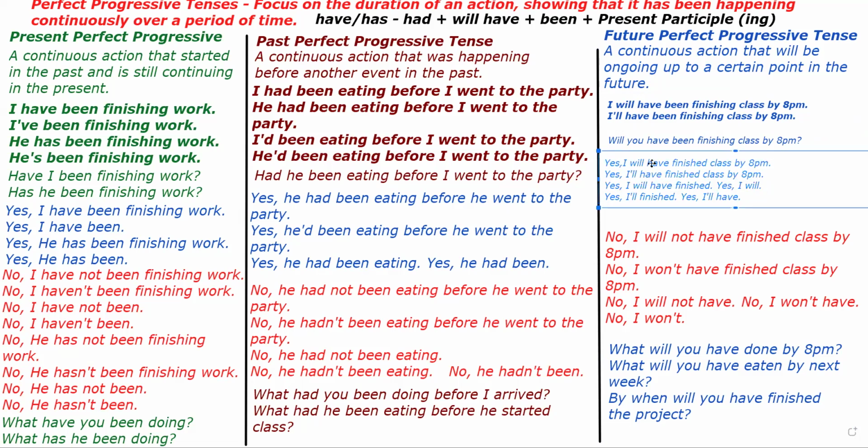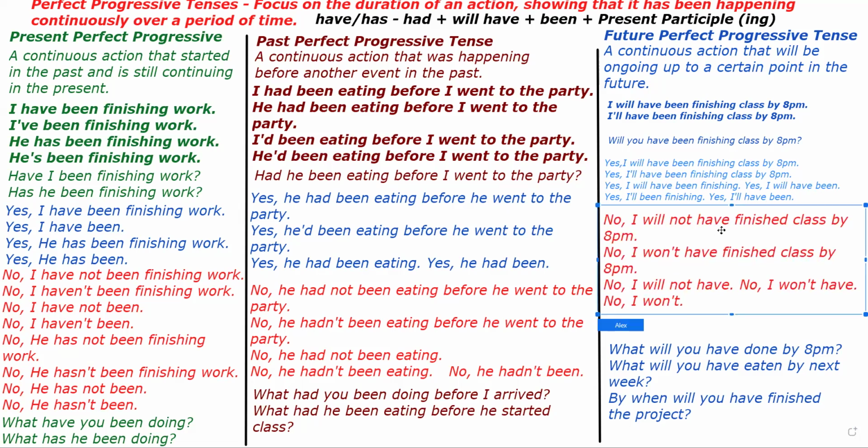Okay, so yes, I will have. Yes, I will have been finishing class by 8 p.m. Yes, I'll have been finishing class. Or yes, I'll have been. Okay, so far so good? Okay, good. The next one.